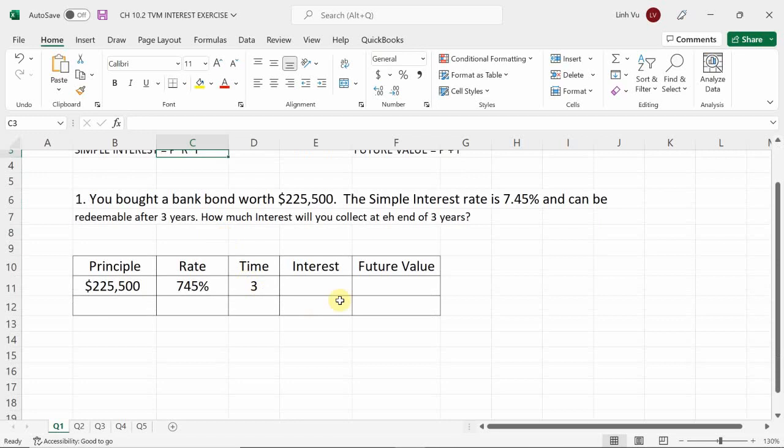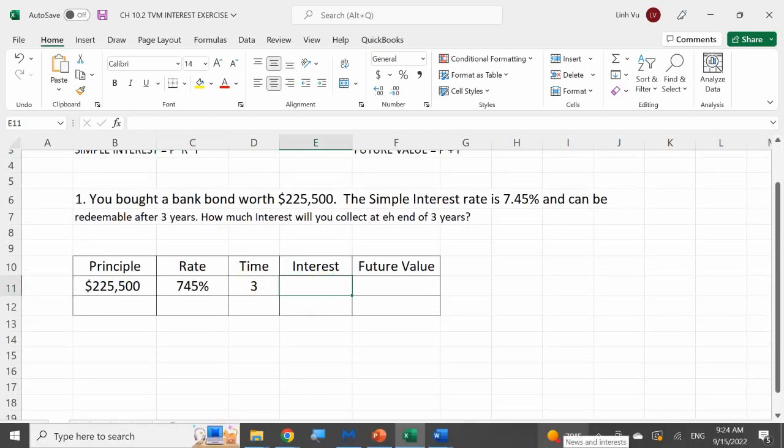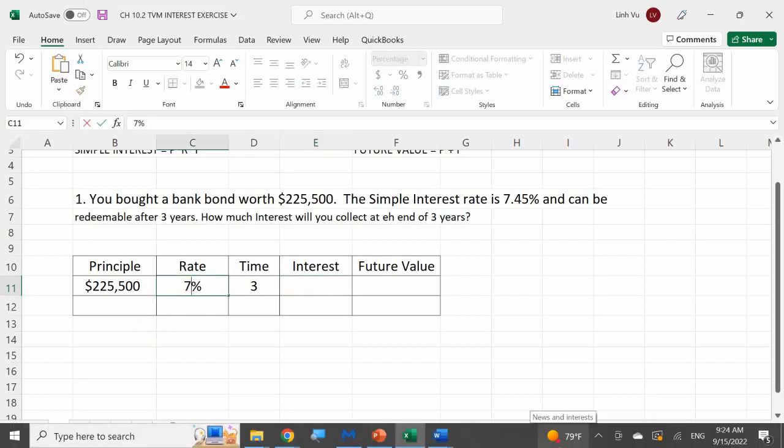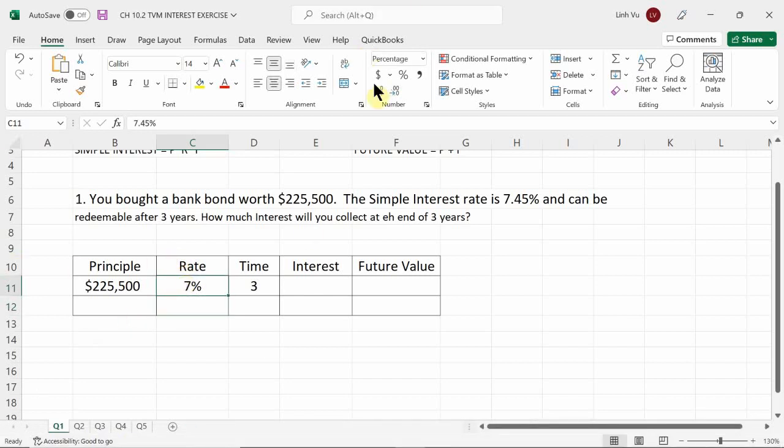So let's take a look. I have my principal of 225,500. I have an interest rate of 7.45% here, so that's 0.0745. And then I have, it's redeemable in 3 years. So in this case, how much interest will I be collecting?